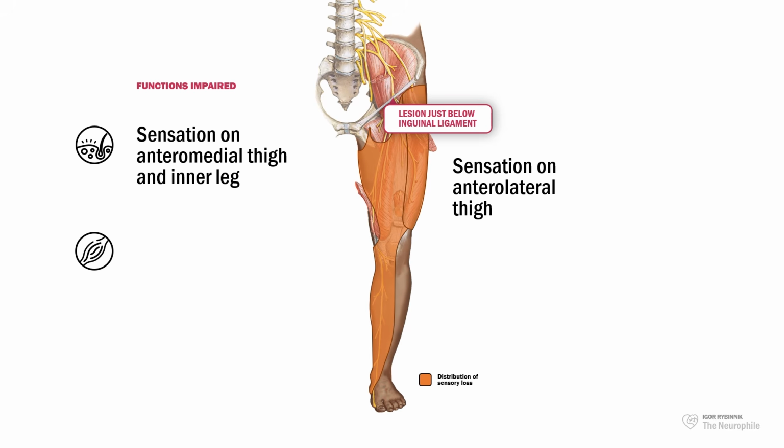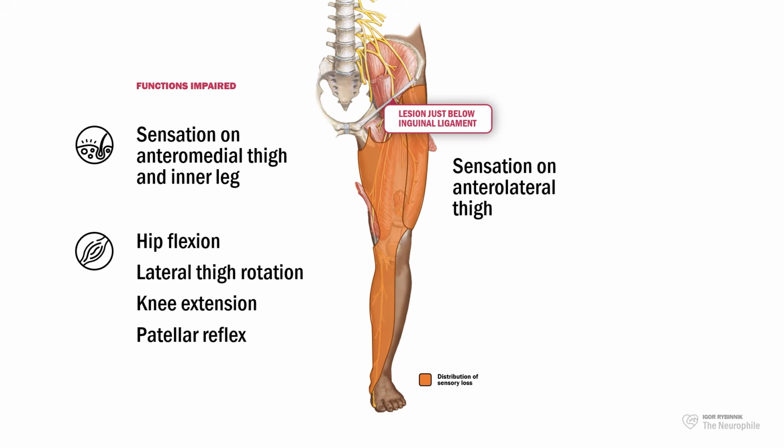On the motor side, several important muscles take a hit. Hip flexion becomes weak because the iliacus and psoas major muscles lose their innervation. External rotation of the thigh can be mildly affected because of weakness of the sartorius muscle. But the most dramatic effect comes from quadriceps weakness, which leads to difficulty extending the knee. This is something you'll definitely notice when the patient tries to get up from a chair or walk. Patellar reflex is also served by the femoral nerve, so it may also be diminished with femoral nerve injury.